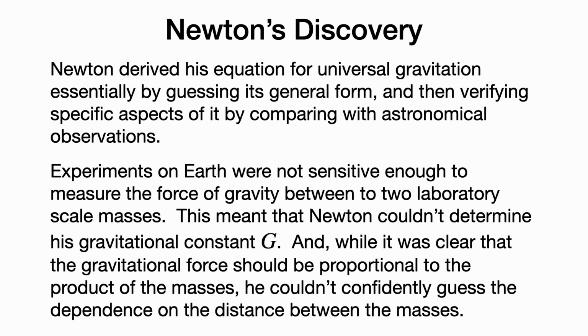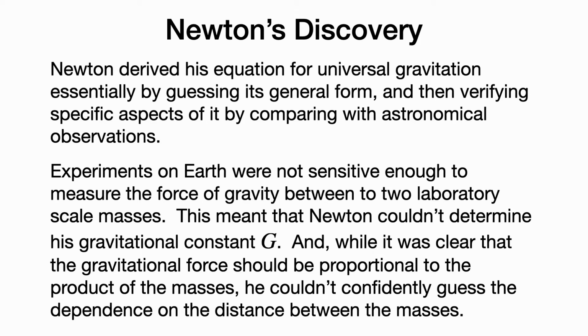Newton derived his equation for universal gravitation essentially by guessing its general form, and then verifying specific aspects of it by comparing with astronomical observations. Experiments on Earth were not sensitive enough at his time to measure the force of gravity between two laboratory scale masses.